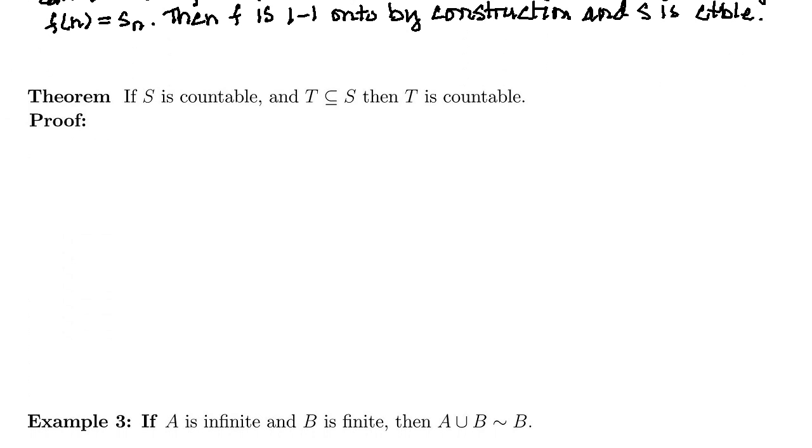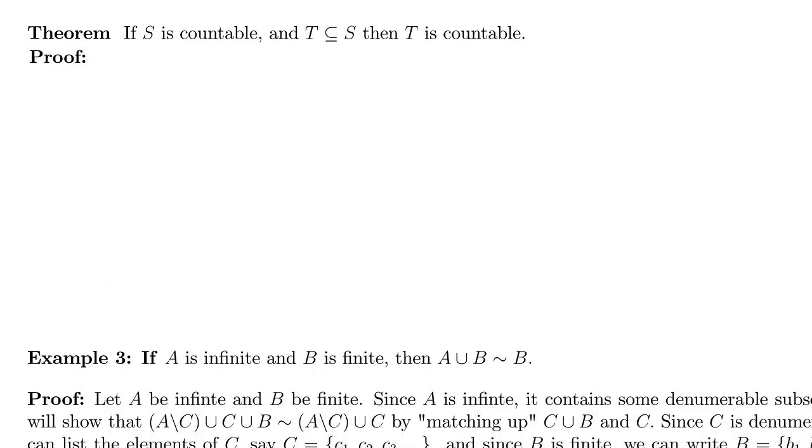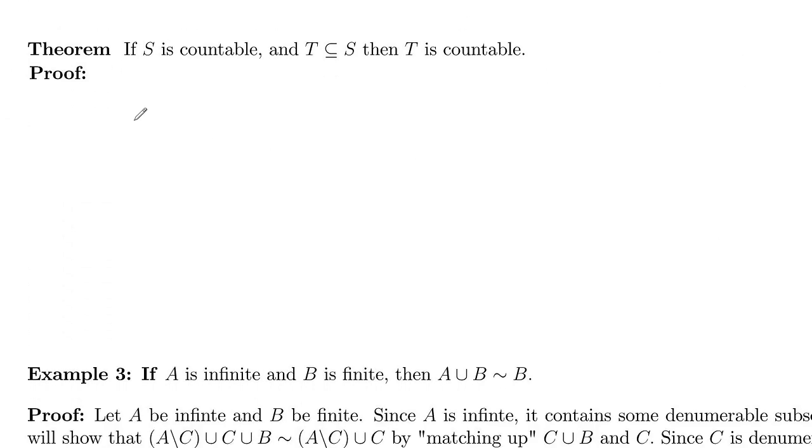Now the next theorem kind of makes sense that it should be true, and the proof actually is pretty involved. I'm going to skip this proof for the sake of time because we are a little bit short with our snow day missed on Monday. But this theorem says if you start with a countable set S and take a subset T of S, then T also has to be countable. And that kind of makes sense.